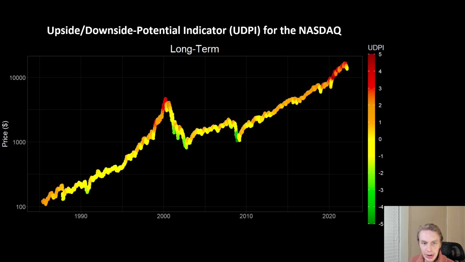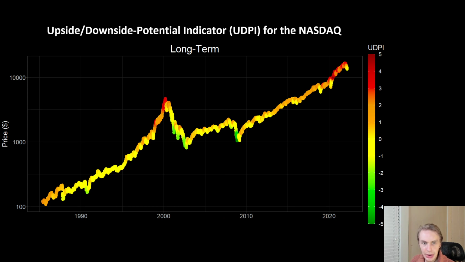So what I wanted to do is try something a little bit different and try to apply our risk indicator, the upside downside potential indicator, the UDPI, to the NASDAQ and see what kind of information we can glean from that. Then I also want to compare that to what the RSI is saying about the NASDAQ right now across different time frames. So what I'm showing you here is the long-term UDPI. So this is the exact same model that we apply to crypto assets, but now I'm just applying it to the NASDAQ instead of those crypto assets.